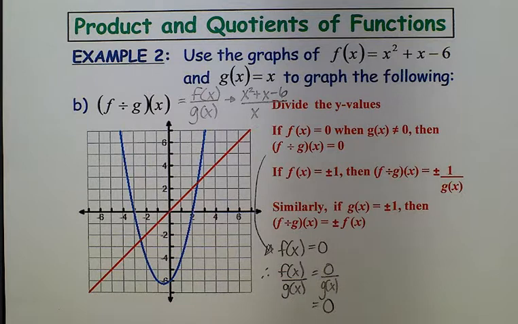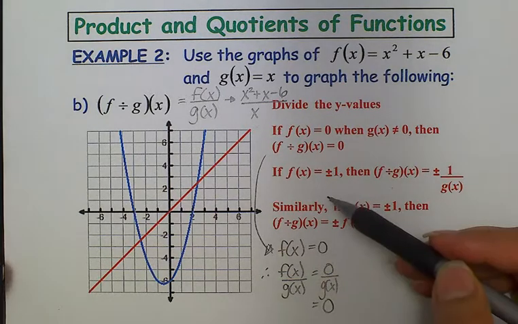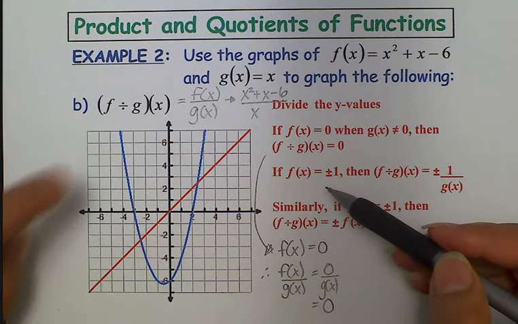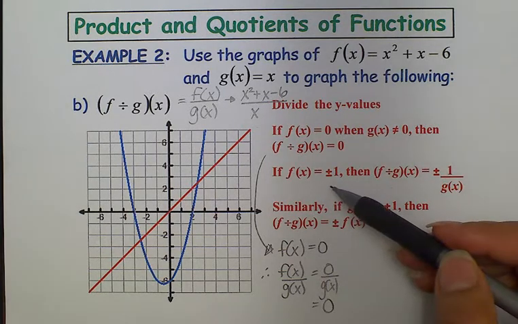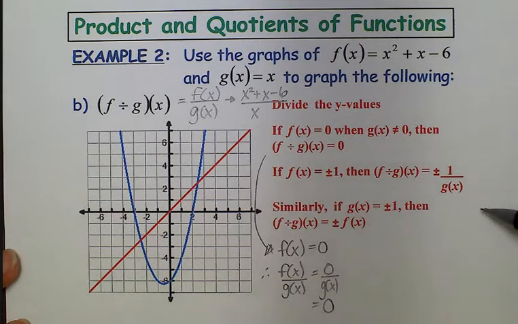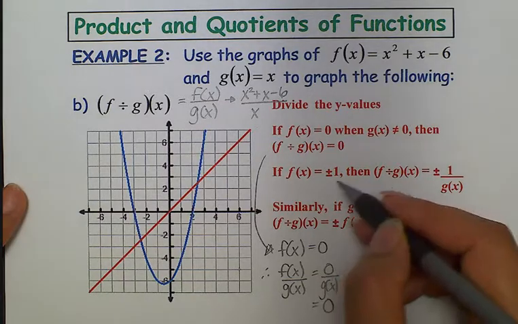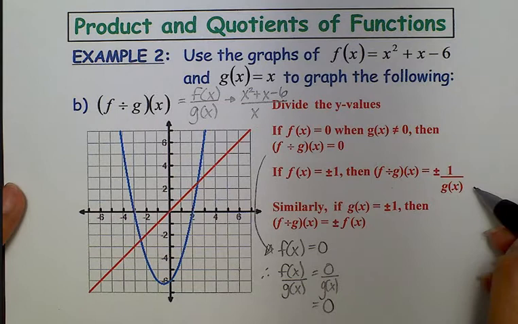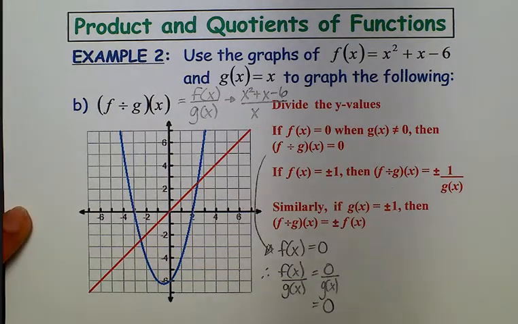Okay? The second part of some of the things you need to consider is if the numerator of the quotient of the functions, so if f of x is equal to positive or negative 1, then the quotient function will end up being a reciprocal value, which is 1 over g of x. So I apologize for that. So wherever you have f of x equal to plus or minus 1, you end up getting the quotient of functions equal to plus or minus 1 over g of x.